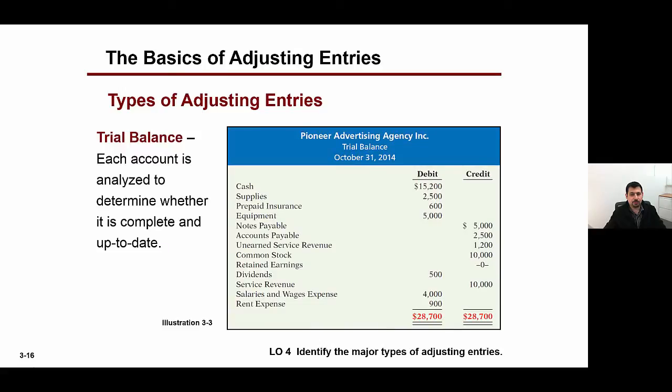And as you remember, this is the trial balance. We will use the trial balance here as a starting point, and then we will update this information. Once we have this information updated, we will end up with the adjusted trial balance.